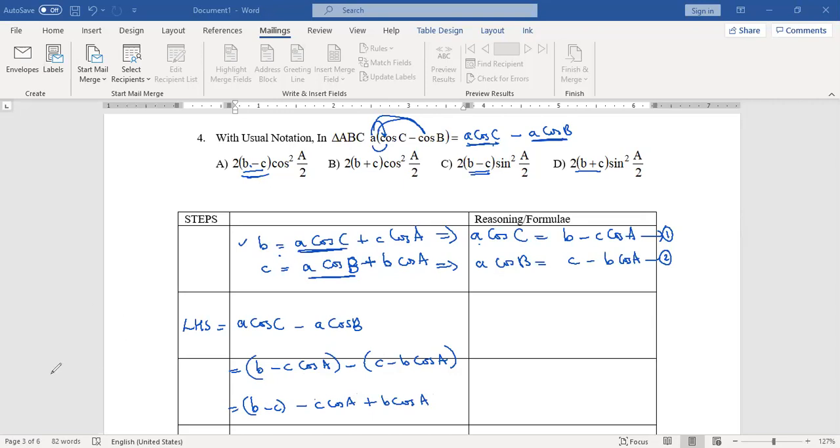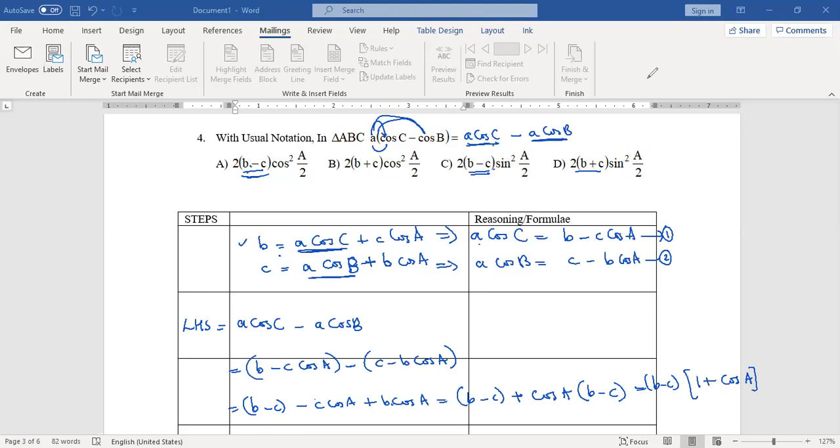I hope you understood. Now this can be written as B minus C. What can I take common here? Cos A can be taken common. Take minus cos A common, so that B becomes positive, plus B minus C. I took plus common so that B minus C comes, because my answer has B minus C. Now take B minus C common. What will come inside the bracket? 1 plus cos A.